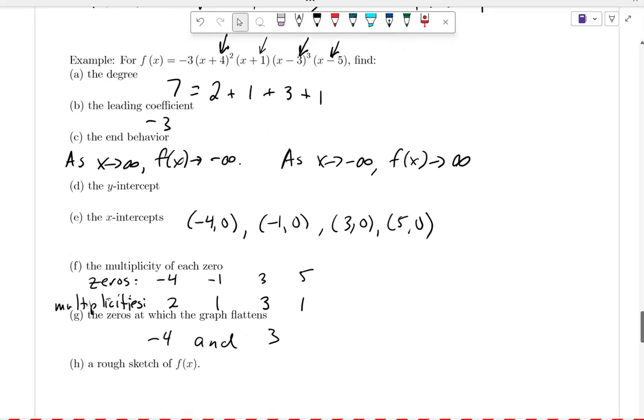The last bit of information here before we graph it. What do you plug in for x to figure out your y-intercept? 0. Good. It'll be a big number, right? Put in 0 for x, we'll get 4 squared in that first factor, 1 in the second, negative 3 cubed in the third, and negative 5 in the last one. Whatever that number turns out to be. Looks like a good job for a calculator.